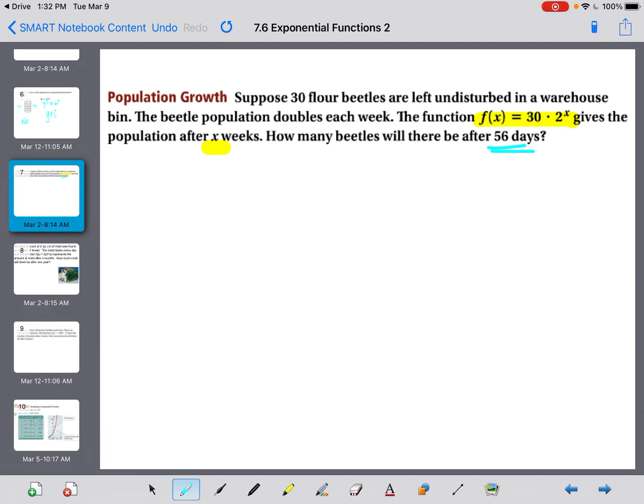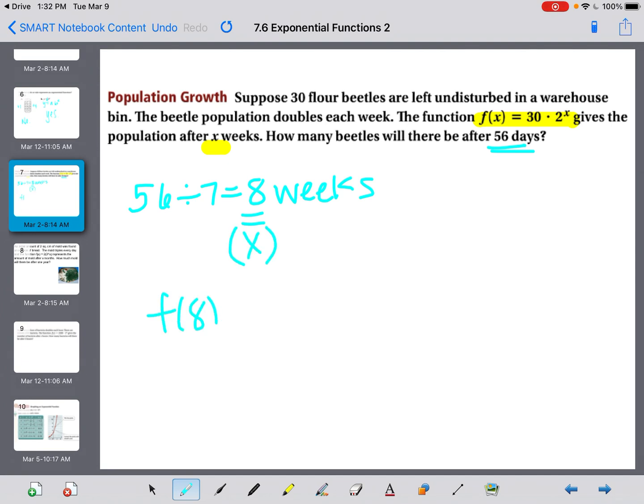Okay, so first of all, we need to change 56 days into weeks by dividing by 7, telling us that this is actually an 8-week session that we're counting. So 8 weeks is going to be our x value. So we're going to plug that in to our function. So we have 30 times 2 to the 8th power. 2 to the 8th power is 256, times 30 gives us a total of 7,680 beetles.